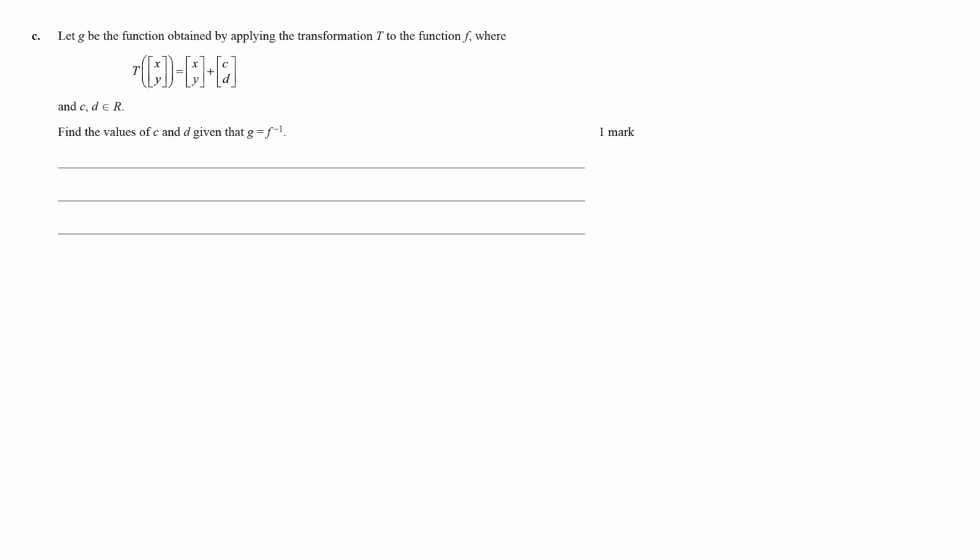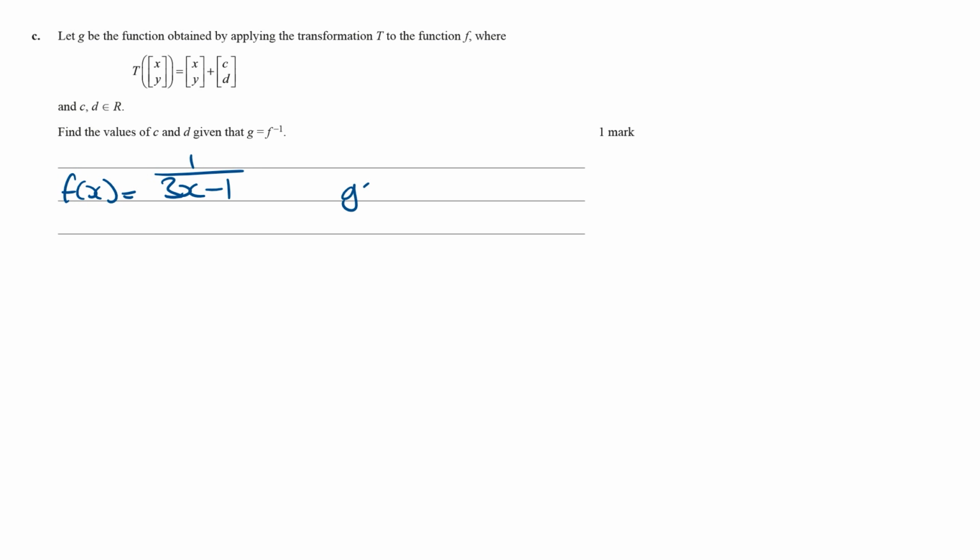Let g be the function obtained by applying the transformation t to the function f, where t is defined by the given matrices, and c and d are real numbers. Find the values of c and d given that g is equal to f inverse. f is the original function, which is equal to 1 on 3x minus 1.